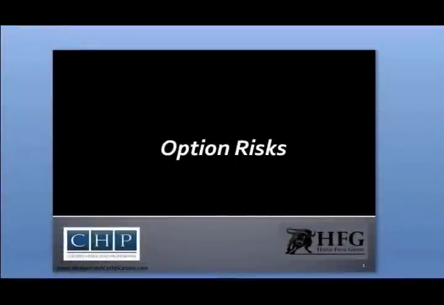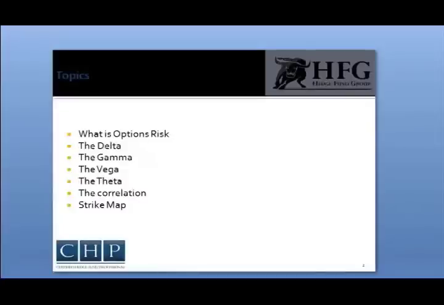In this short video, we will discuss options risk. We will define each risk and how this affects a portfolio of options, along with a brief description of how to hedge these types of risks. The risks that will be discussed are the delta, the gamma, the vega, the theta, correlation risk within options, and strike map risk.